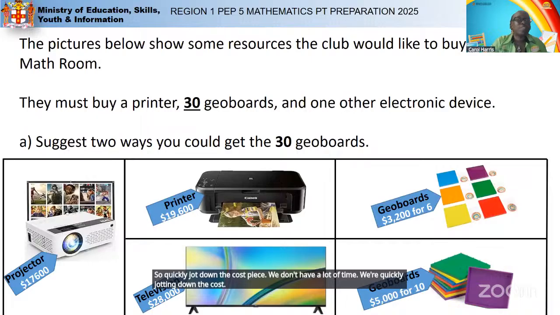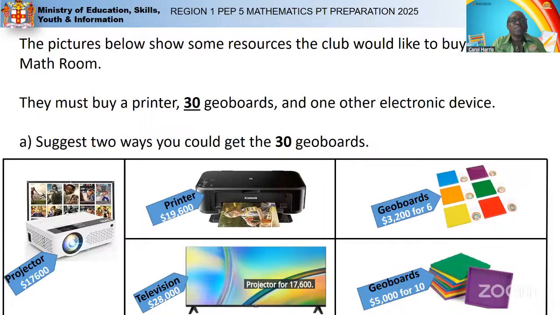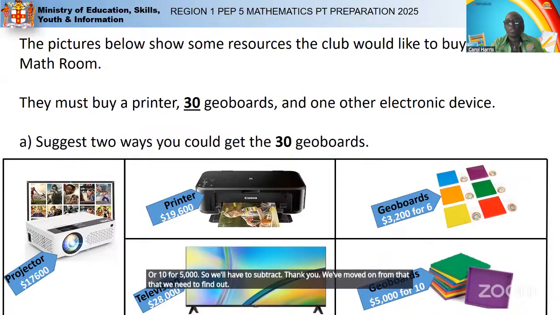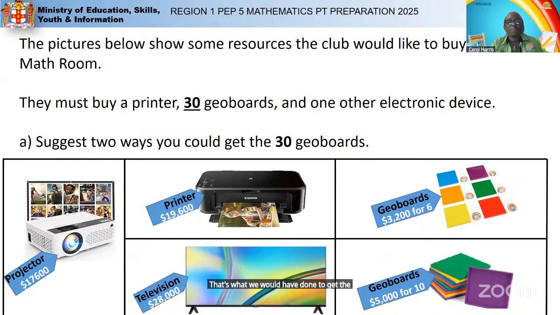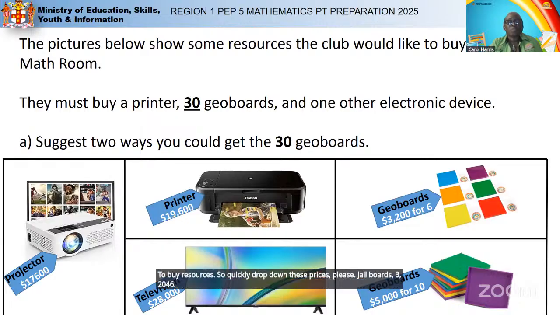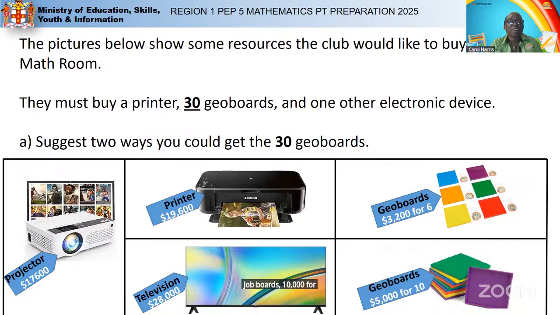Projector for $17,600. Printer for $19,600. TV, $28,000. Gearboards. We have 2 options for the gearboards: 6 for $3,200 or 10 for $5,000. So we'll have to subtract. Thank you. We've moved on from that. That's what we would have done to get the amount of money they have left to buy resources. So quickly jot down these prices, please. Gearboards, $3,200 for 6. Gearboards, 10 for $5,000. Printer, $19,600, and so on.